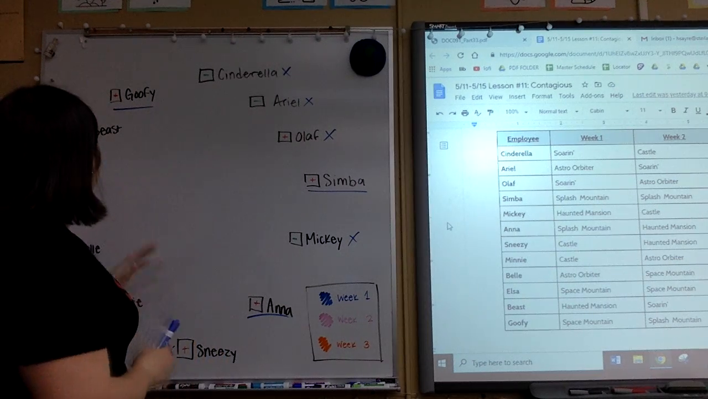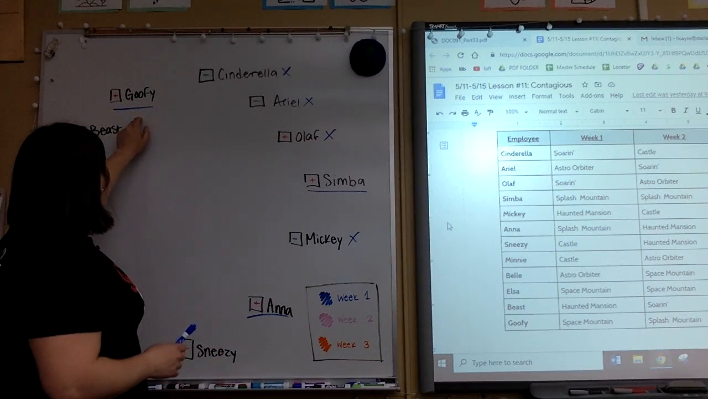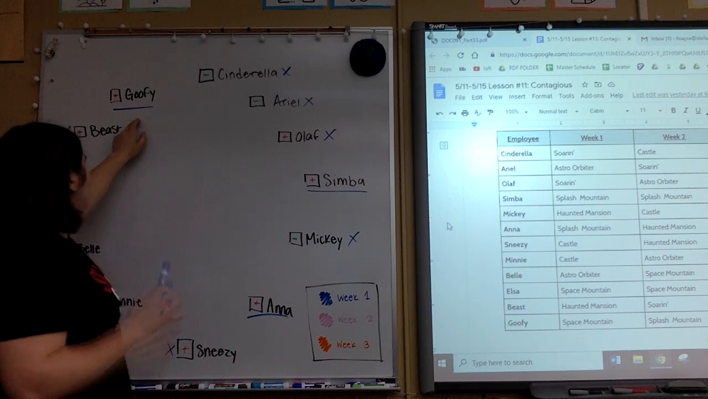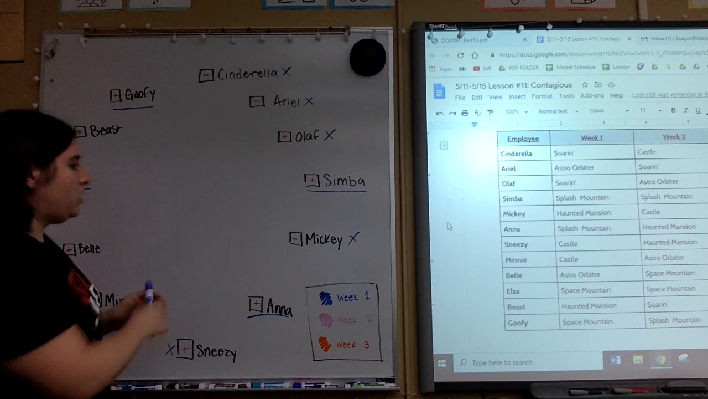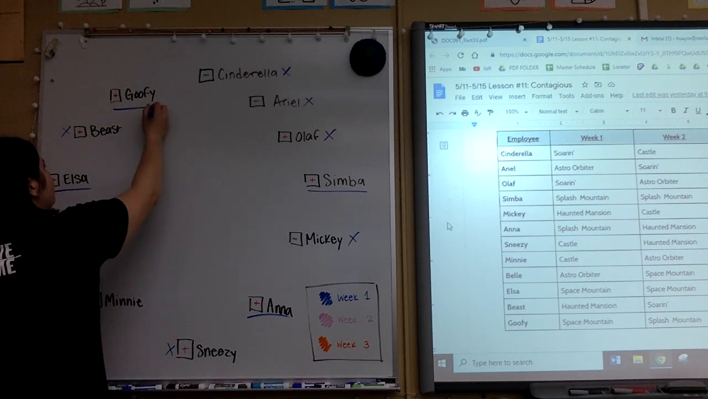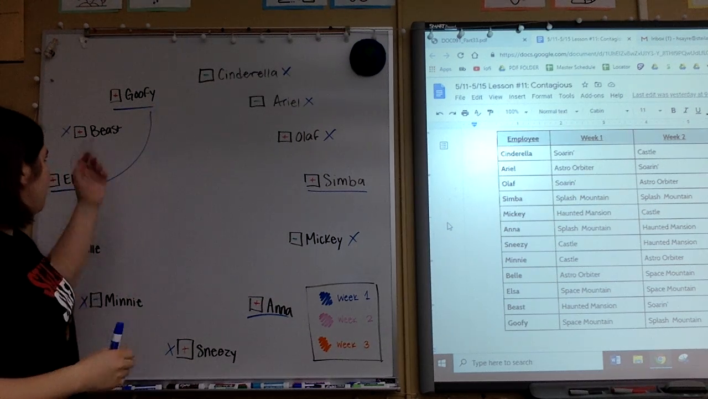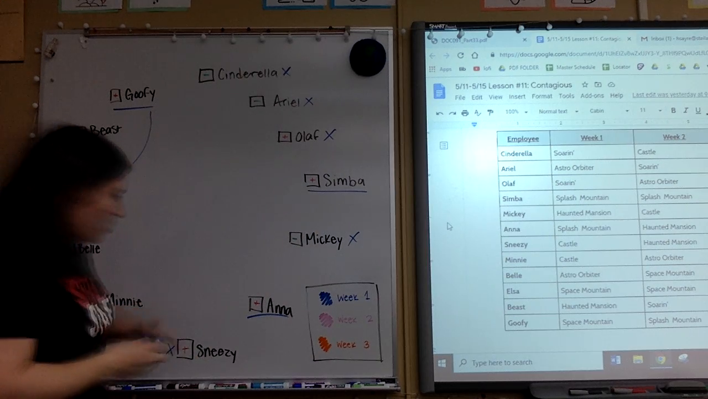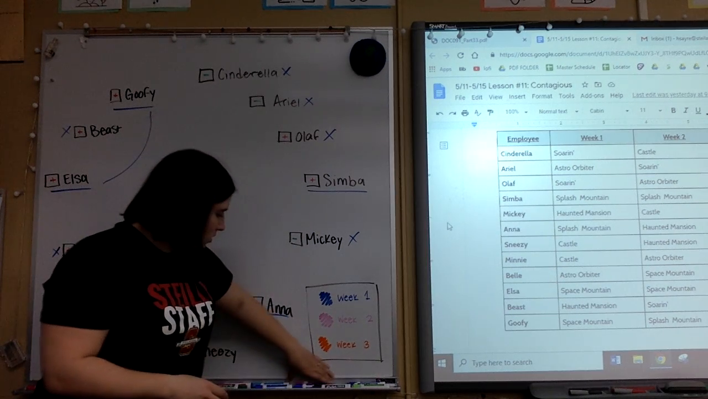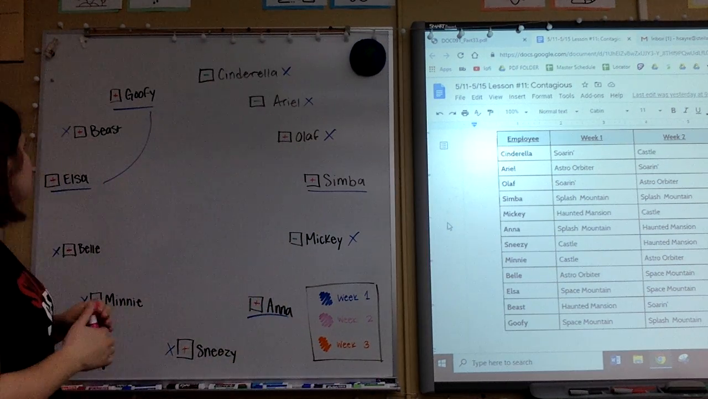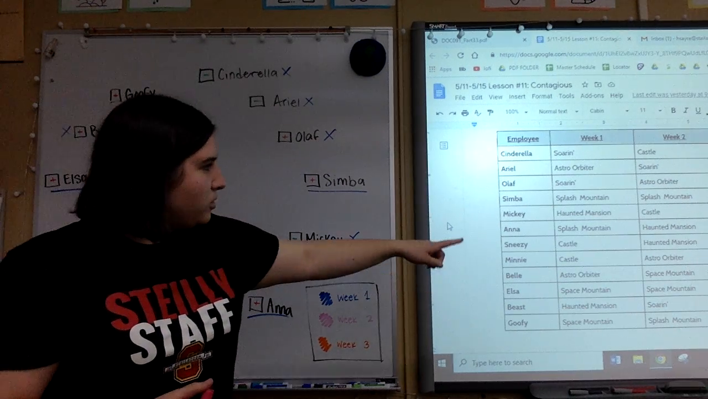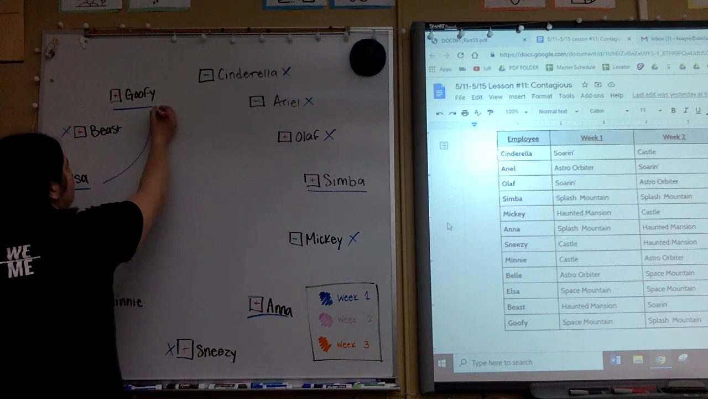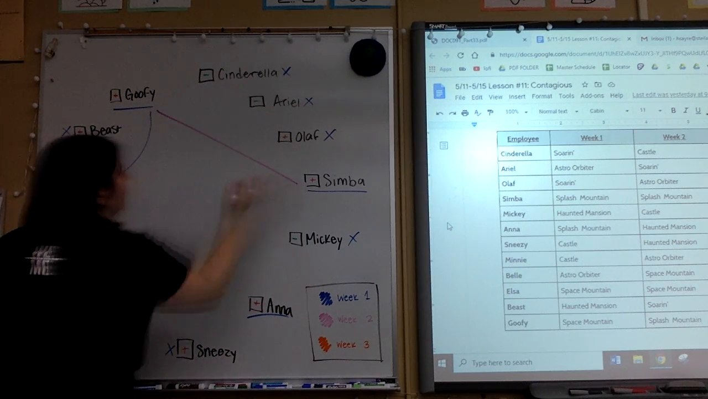So Goofy has a positive, and we think he could possibly be patient 0 because week 1, Goofy was working with Elsa at Space Mountain. And they were both positive, so maybe they're our patient 0. So week 2, I'm going to use pink to show who they were working with. On week 2, Goofy was working at Splash Mountain with Simba. So I'm going to use pink to show they were working together.